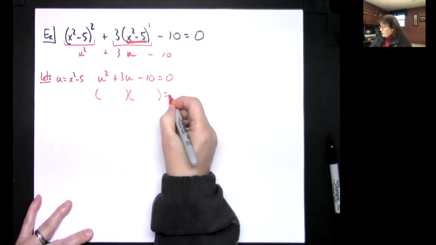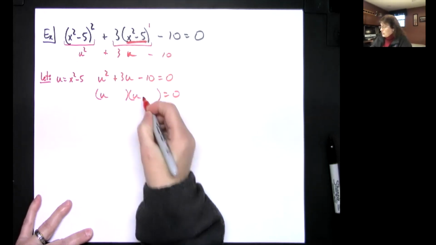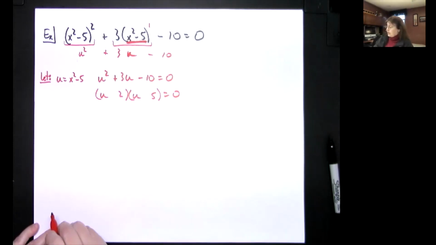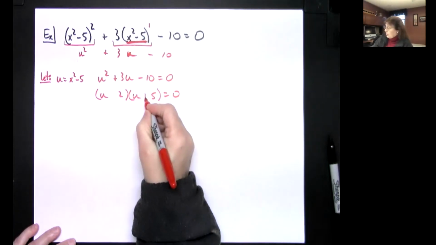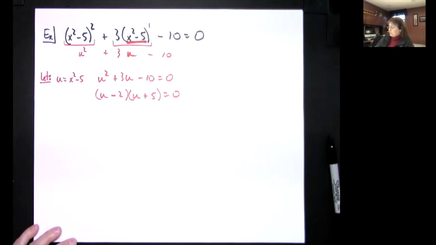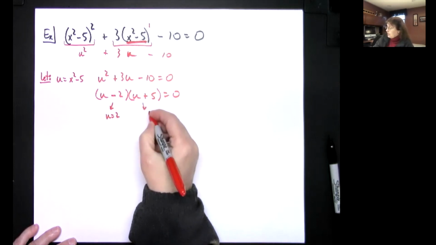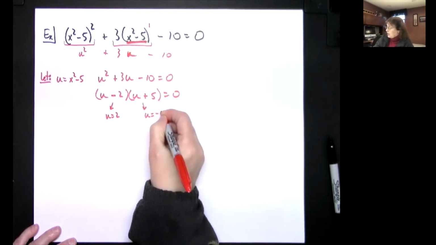So I'm going to straightforward factor this one, guess and check. Let's see, that's going to be a 5 and a 2. I need the 3 to be positive, so we'll go plus here and we'll go minus here. Okay, so this is going to be u equals 2. This is going to be u equals negative 5.